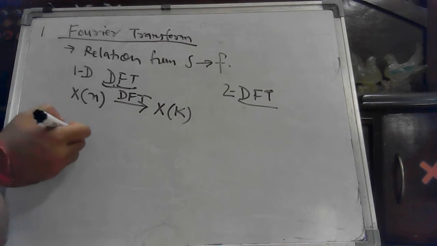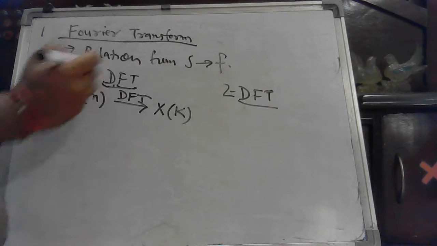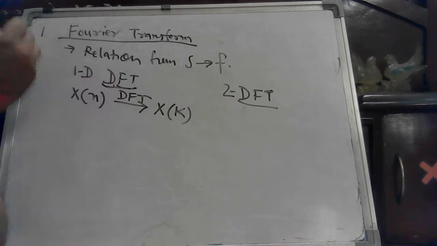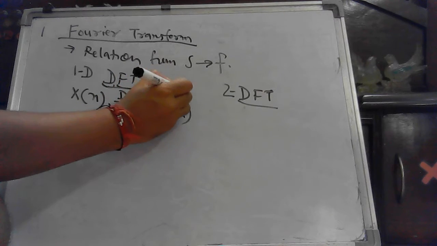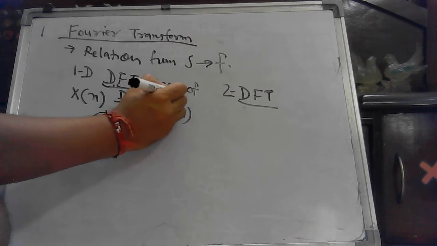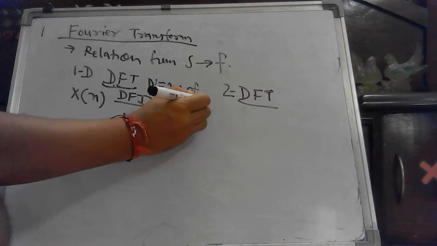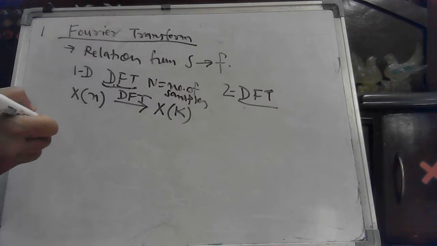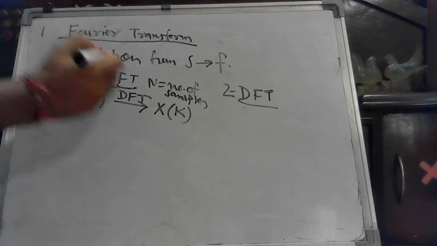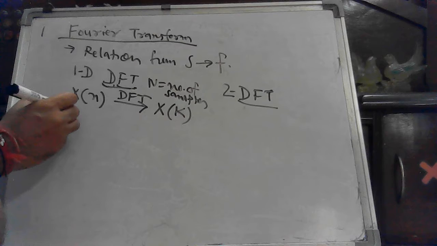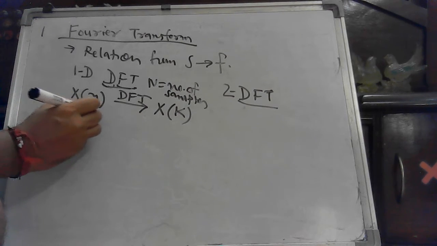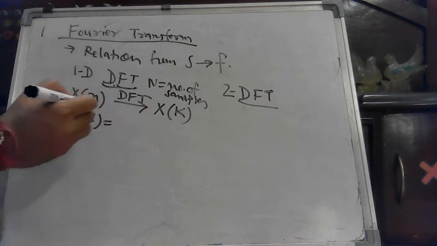Where, what is N? Capital N is simply represented by the total number of samples, because we are talking about a discrete signal. Capital N will be the number of samples. How many samples our image has depends on capital N. So x of n after the DFT operation will give you x of k. And what is the meaning of x of k? How is x of k represented or how will it be calculated?